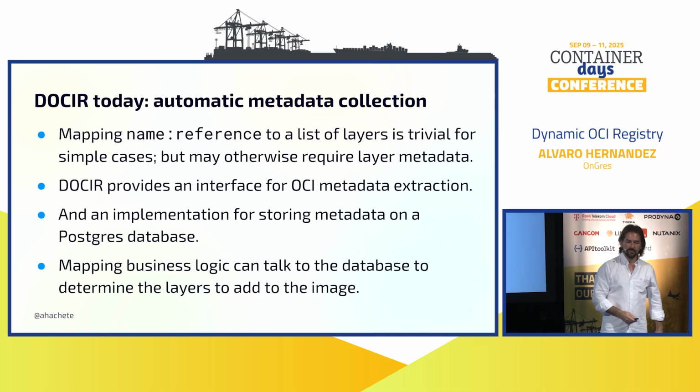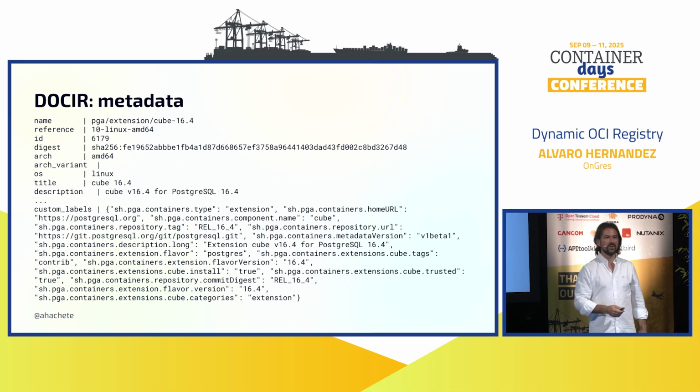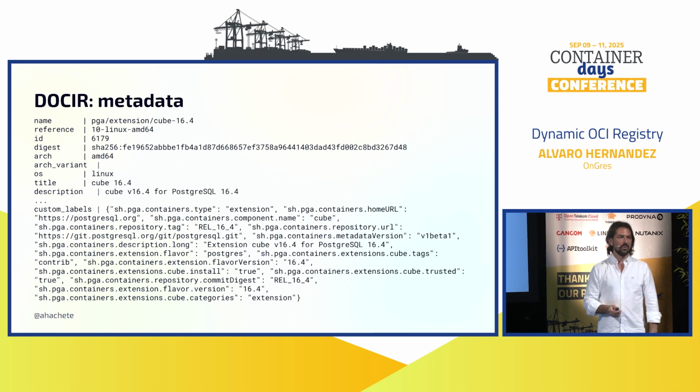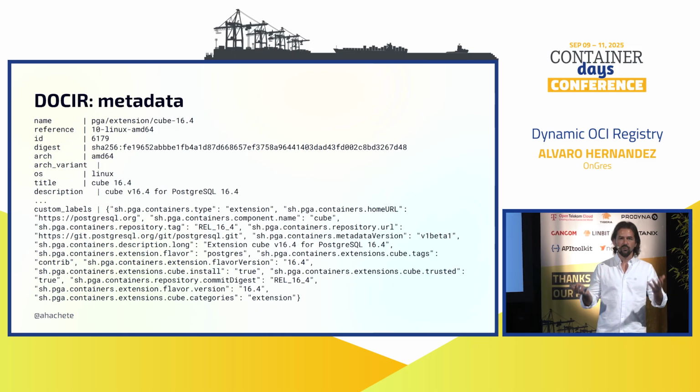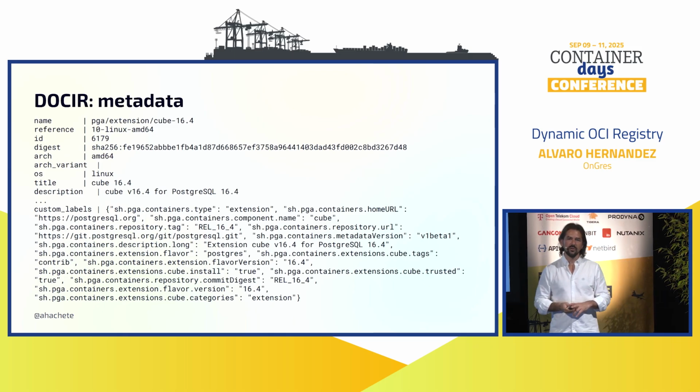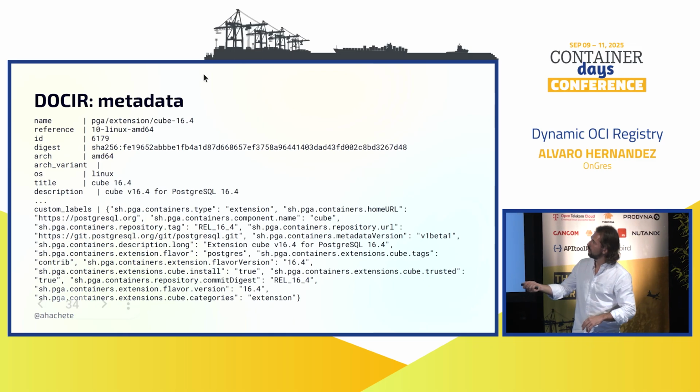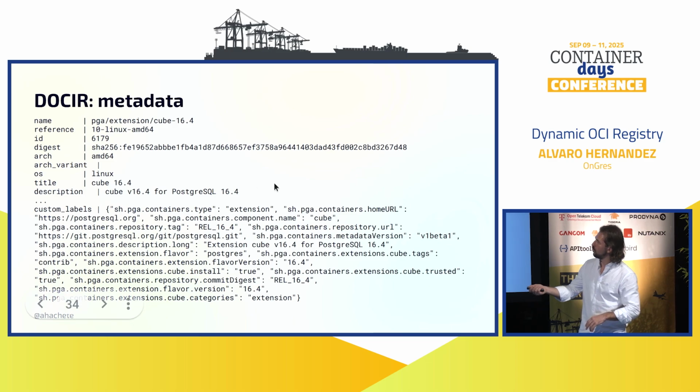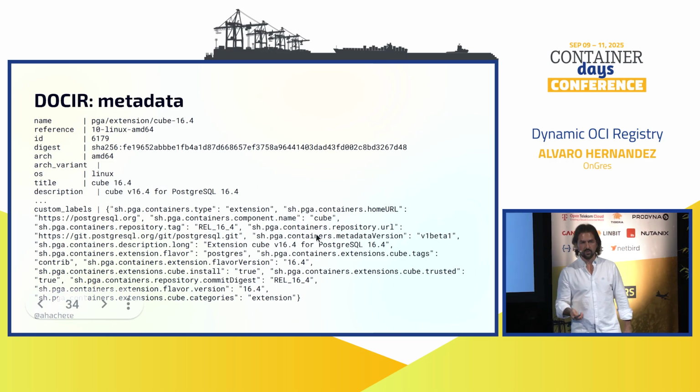But it's very useful. This is, for example, what it looks like in our particular use case, where we have some fixed fields, which are part of the usual OCI spec. And then under the field custom labels is where it essentially stores all your labels from the container image that you created, the base image.